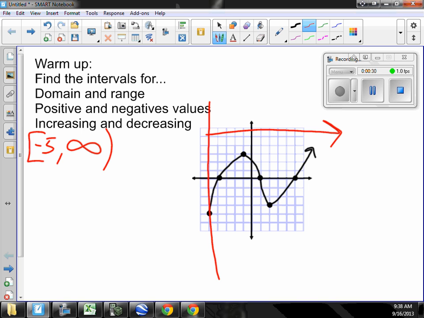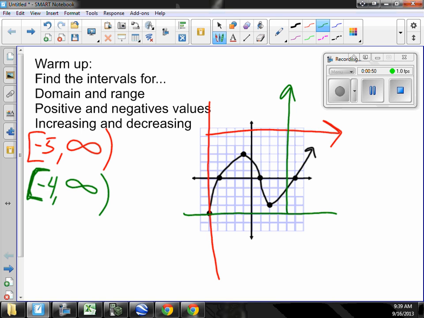Okay. The range is every y value from here up. So the range is going to be from -4 to infinity. Do we include -4? Nope. Yes. Sorry. We include -4, but we do not include infinity. You gotta watch me. I don't really know what I'm doing.